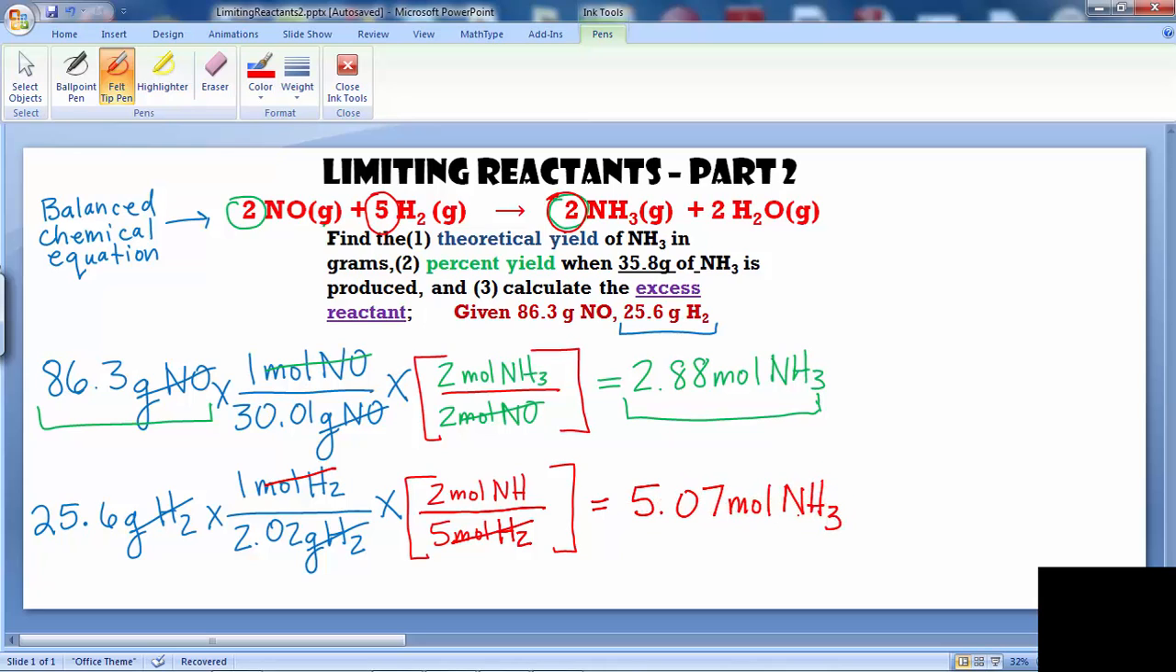Now, our limiting reactant produces the least amount of moles between the reactants. In this case, we have 2 reactants, and we would compare the 2. It produces the least amount of moles. So, the least amount of moles is this guy.